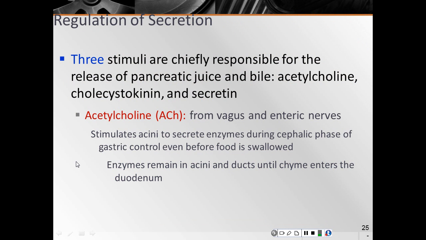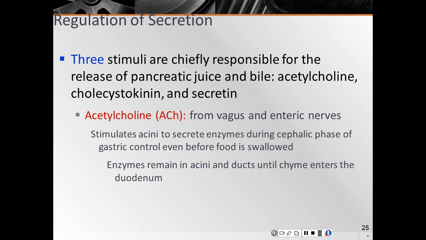Alright, so now we have some stimuli. Secretion is regulated by responses that cause release of pancreatic juices and bile upon three types of stimuli. We have the acetylcholine, we have our CCK, and we have our secretin. Now, the acetylcholine coming from the vagus and enteric nerves is going to stimulate the pancreatic acini, and they're going to secrete these enzymes even before food has been swallowed.